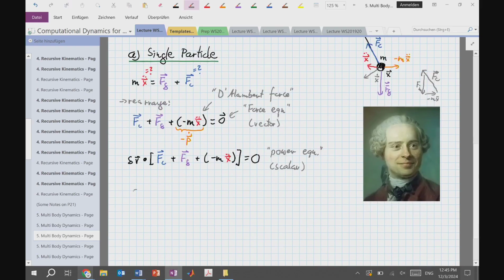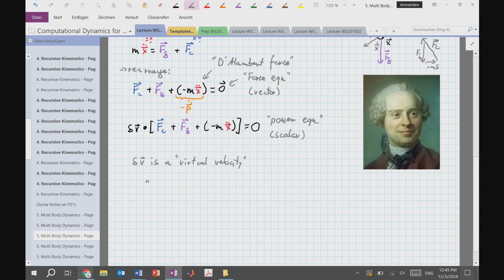Now, what is this velocity that I use to pre-multiply? This is a virtual velocity. And virtual means I freeze the system in time. And then I move it virtually, consistent with the constraints.